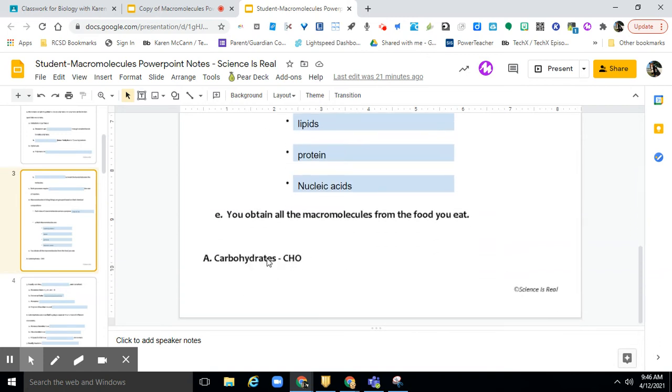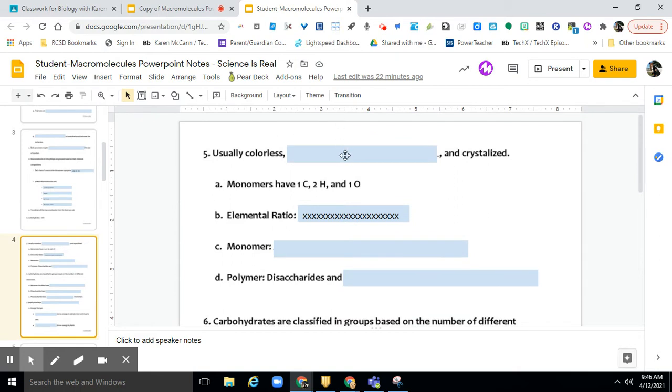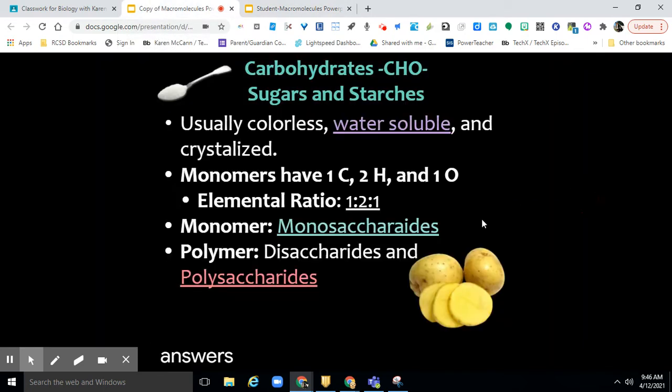Next, we're going to go over carbohydrates, which will be on page 4 of your notes. I am not going to type them in this time. You will need to pause the video as we go over these answers. So, carbohydrates. Notice the CHO. That's because all carbohydrates contain carbon, hydrogen, and oxygen. It's one of the ways that you can tell carbohydrates apart from proteins and lipids when you see the structure.